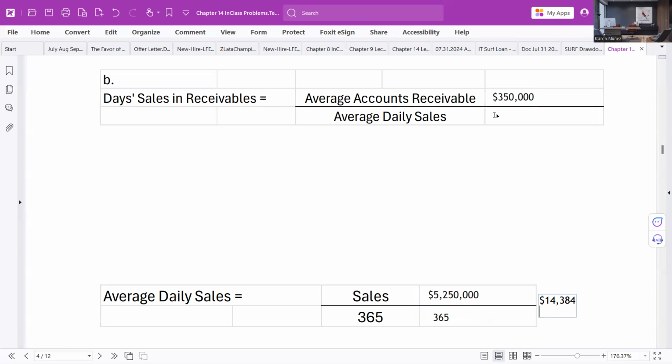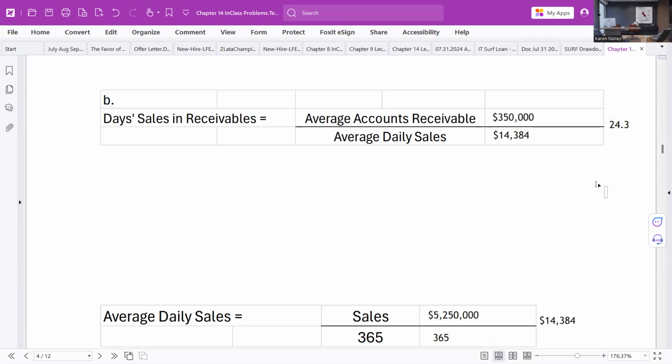You want to divide that into the average accounts receivable, and that will tell us the days sales in receivables, or said another way, the number of days that it takes to sell through or collect on those receivables. And that is 24.3.